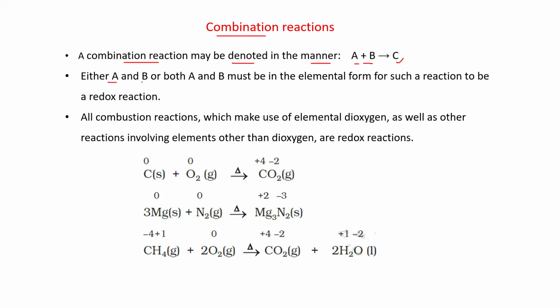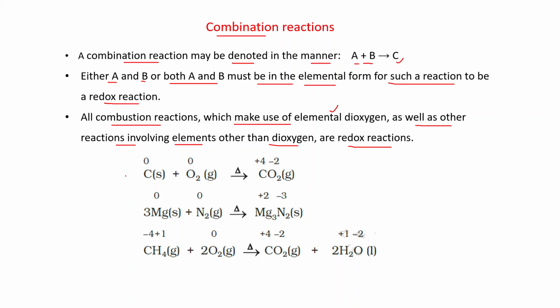Either A or B, or both A and B, must be in the elemental form for such a reaction to be a redox reaction. All combustion reactions which make use of elemental dioxygen, that is O2, as well as other reactions involving elements other than dioxygen, are redox reactions.